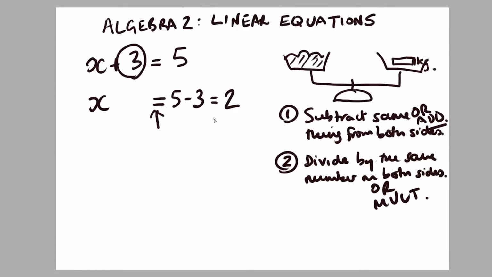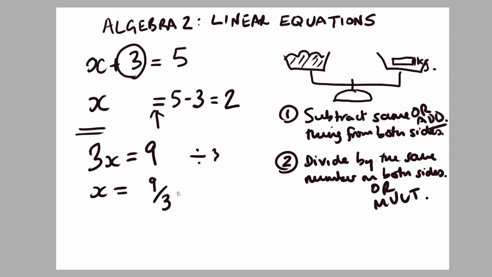So it still works, and it may sound a bit boring, but it's a good technique, and you'll use it for harder ones, as I said. And similarly, if you've got 3x equals 9, I could divide both sides by 3, rather than just saying, oh, the answer is obviously 3. And if I divide both sides by 3, I get x equals 9 divided by 3, which is 3. Okay, so those are the basics in linear equations.